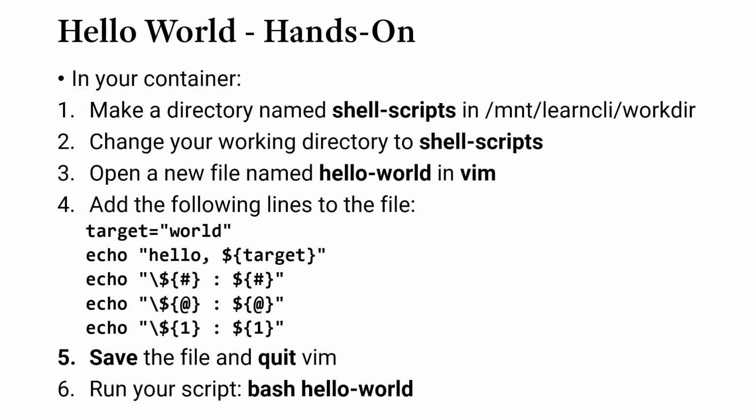So what I would like you to try doing is following through these steps in your container. We're going to make a practice directory named shell scripts. And in that directory, you're going to work on your very first shell script named hello world. Add the contents that you see in this slide, save, quit Vim, and then try running bash followed by hello world and observing the output. Once you've done so, go ahead and respond on Gradescope to a few questions related to this exercise.